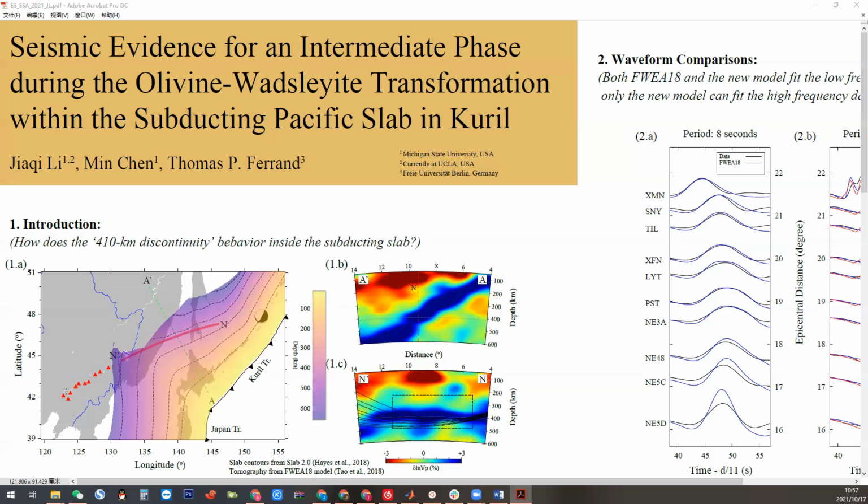This is our research region, the Kuril portion of the Western Pacific subduction zone. To more effectively sample the structure inside the slab, we particularly choose seismic raypaths along the depth contour of the slab, in this NN' direction.